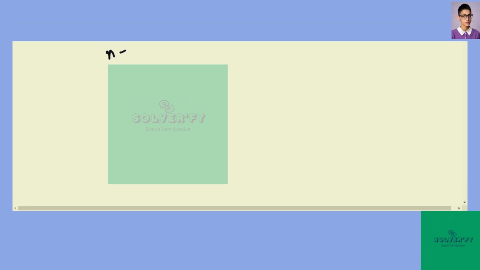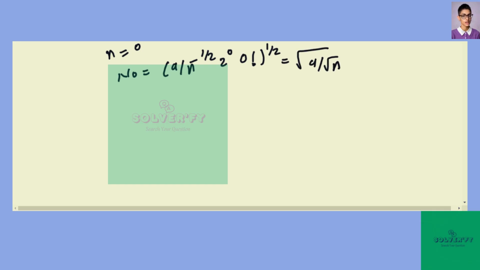Alright, so when n is equal to 0, this N naught is equal to (a over pi) to the power 1 over 2, times 2 to the power 0 times 0 factorial, all to the power 1 over 2. Also, this is equal to a over square root pi, and H naught of ax is equal to (minus 1) to the power 0, e to the power a square x square, and this is e to the power minus a square x square, and this is equal to 1, right?